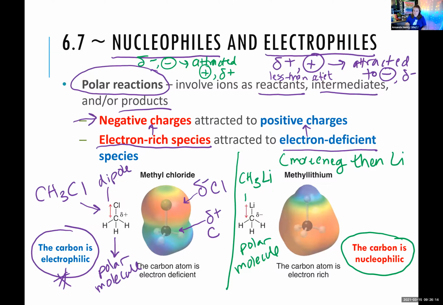We don't see this as often. Boron and aluminum are the ones that come up. We talked about those as being Lewis acids, and it's kind of the same idea here. So it comes up occasionally when we use metal catalysts, but definitely not often.